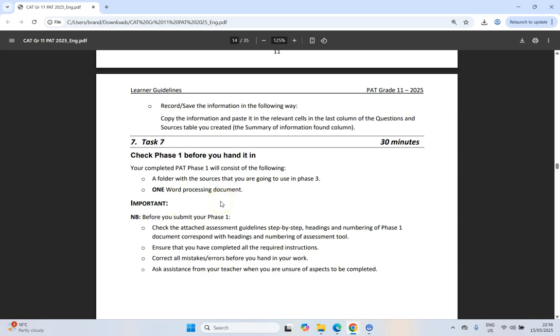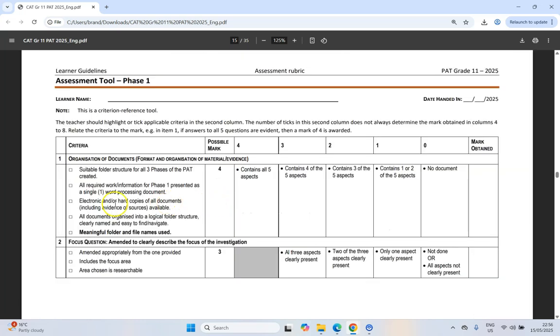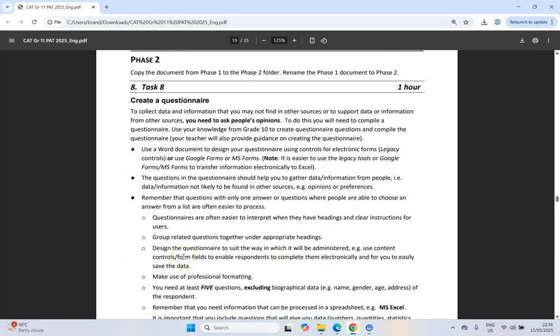So we will create a video which goes through the phase 1 and what is different to the grade 12 PAT. Here they give you the rubric. As you can see, the focus question, you must amend it. Means you must edit it appropriately. Make sure that you focus on, make sure that's researchable. So that you've got an idea of the big picture of what all you're going to be doing. We have videos that are going to go into more detail, but you're going to be creating a questionnaire. Now, the questions you did in phase 1 are more about research, about what is the information that's already out there, what are the trends.